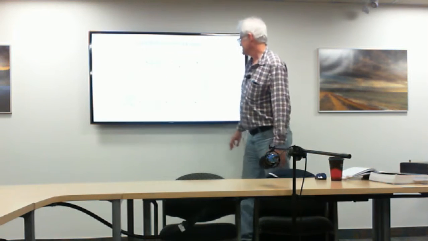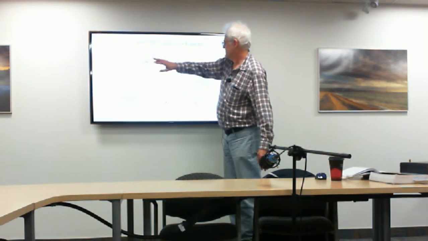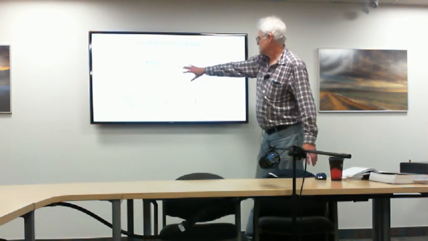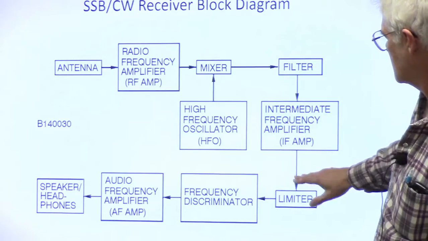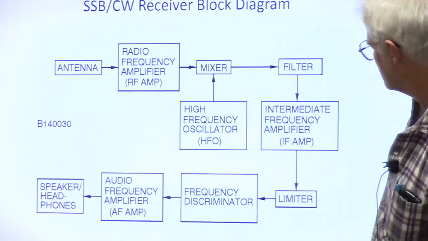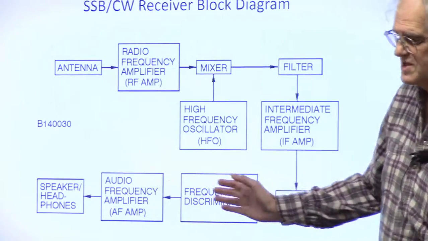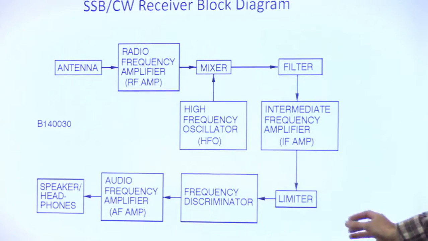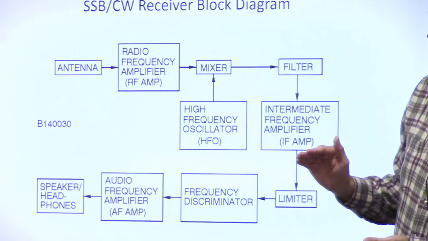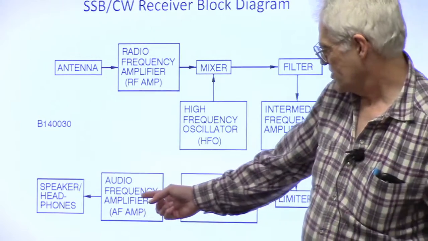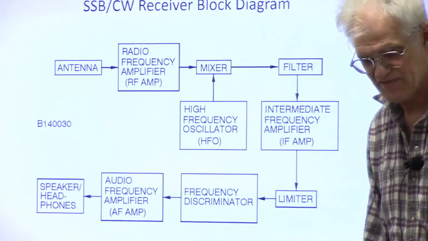This is our FM. That's why it wasn't looking right to me. All right. Again, back to here. We filtered it. We run it through the intermediate frequency amp. We limit it. Basically, we've cut off the noise. Now we have what they call a frequency discriminator, which detects our changing frequencies. And once we've recovered our audio, we feed it to an audio amplifier and out to our speaker or headphones. Okay, now let's go.